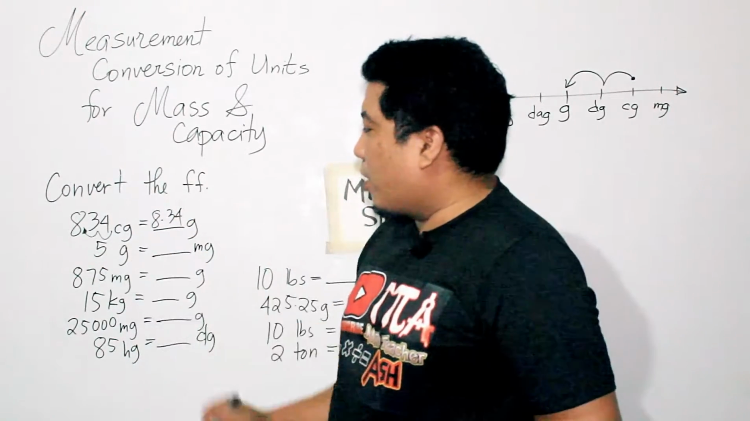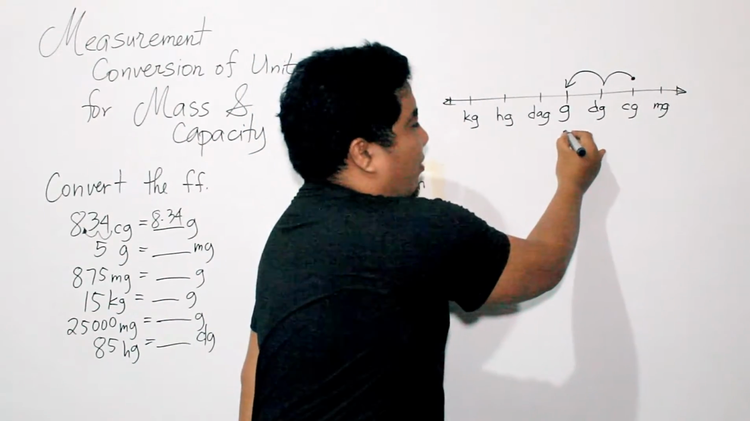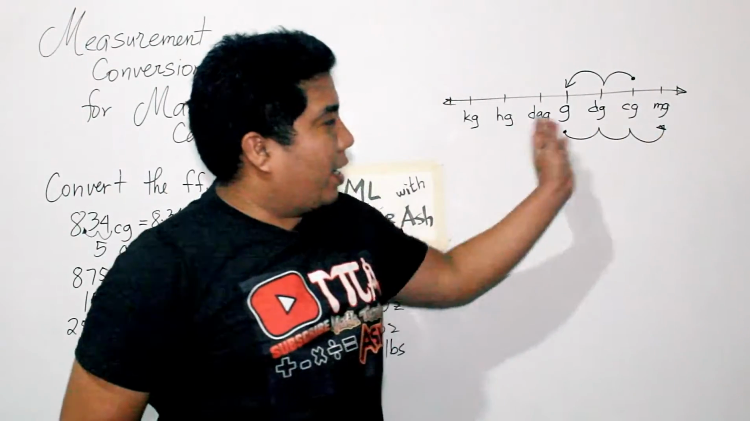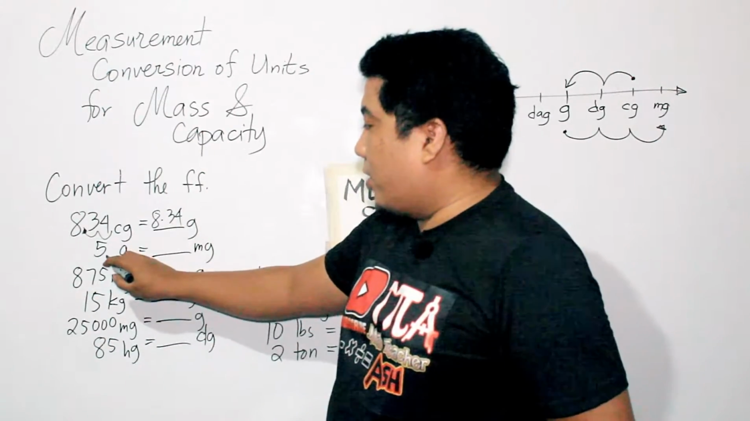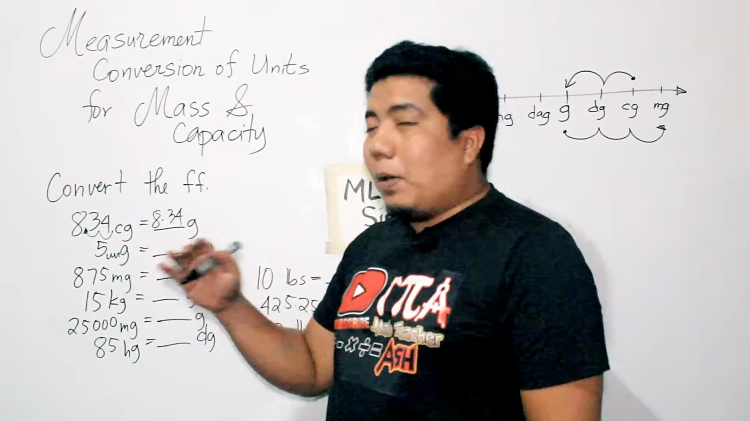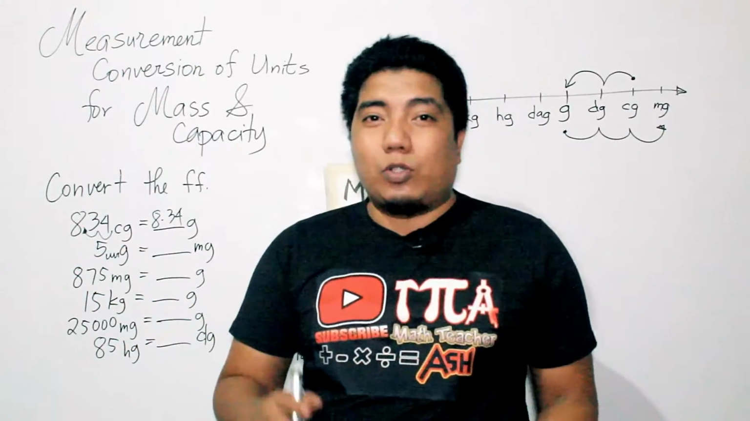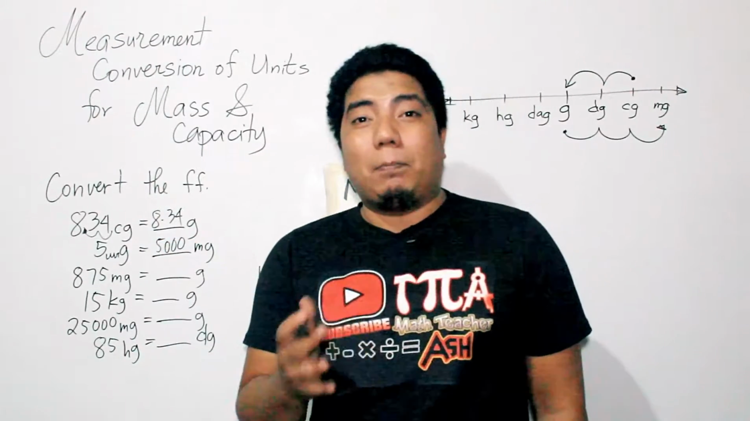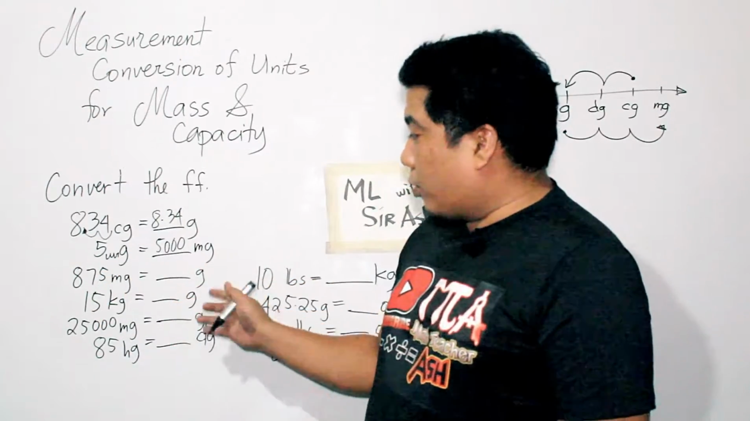Easy, right? Now, how about 5 grams to milligrams? For 5 grams to milligrams, we are here at grams, and then we go to milligrams. So we move 3 units to the right. Same concept: where is the decimal point? That is here. So you move 3 units to the right, 1, 2, 3. Since there are no numbers there, you will just add zeros to each place value. And that will give you 5,000 milligrams.